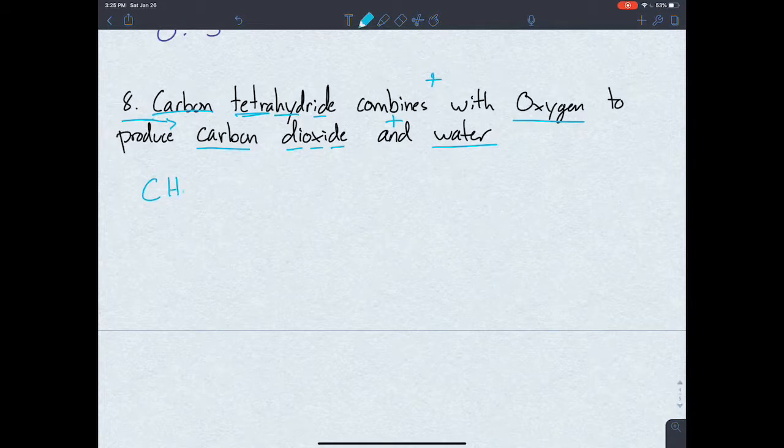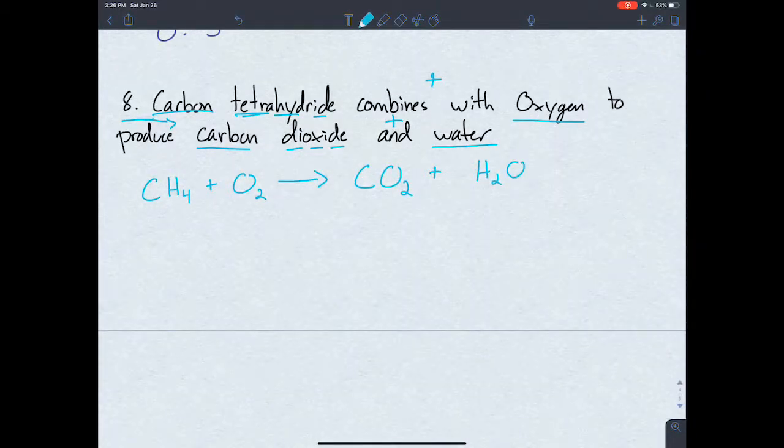Okay, so I have carbon tetrahydride. Tetra is for hydride, it's hydrogen. Combines with oxygen, which is one of the Hofbrinkel diatomics, to produce products. Reactants produce products when they react. Carbon dioxide, carbon dioxide, 2 waters, or I'm sorry, getting ahead of myself, 2 oxygens, and H2O is water.